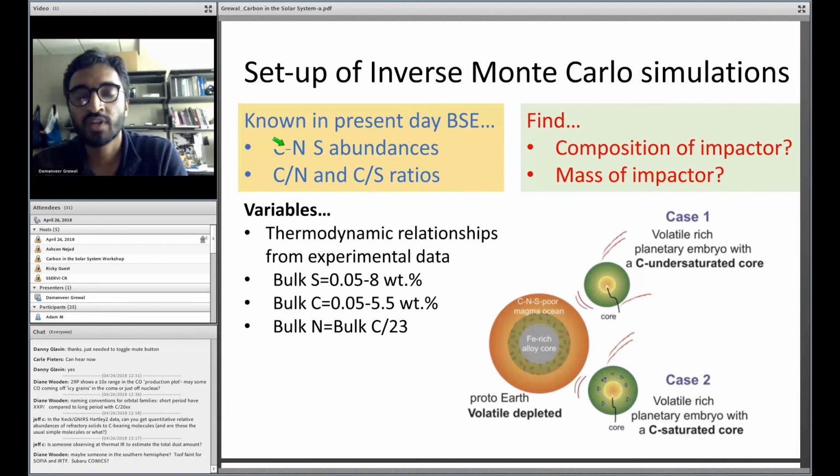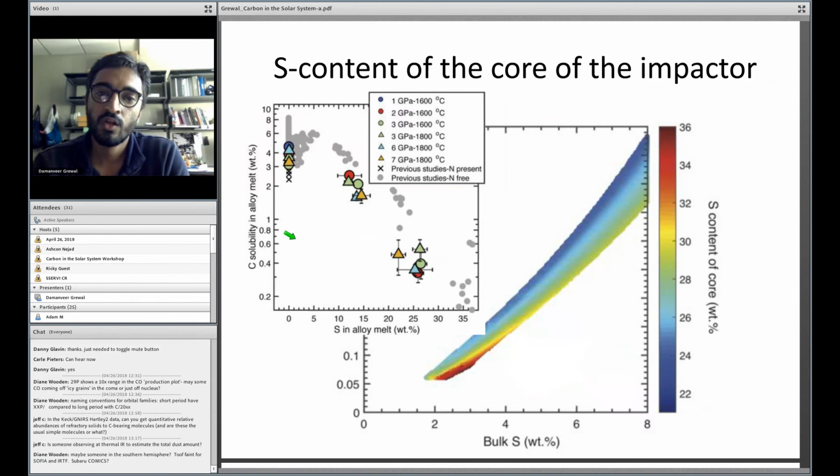The unknowns, the numbers that we want to fit in our inverse Monte Carlo simulations, are the carbon, nitrogen, sulfur abundance in the bulk silicate Earth, as well as the carbon by nitrogen and the carbon by sulfur ratios. And our variables are our thermodynamic relationships from our experimental data. We varied bulk sulfur, bulk carbon, and bulk nitrogen content in that impactor based on the chondritic values.